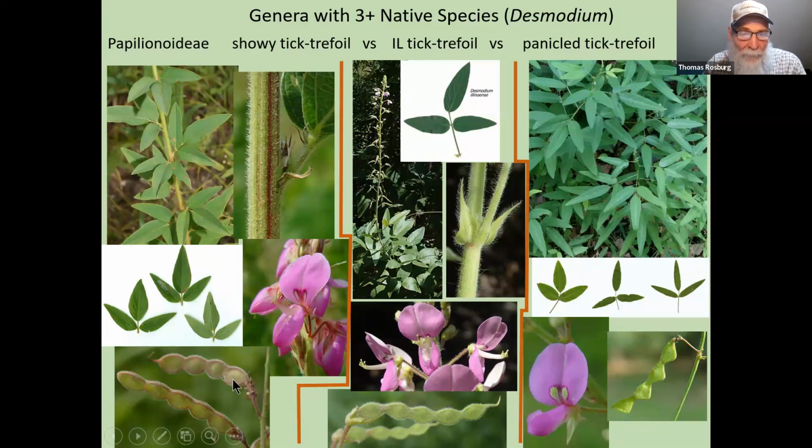And you can see there's a little bit of a difference in the lomentum here. These look a little bit more slender maybe. There's a big difference in the lomenta between panicled tick trefoil and these 2 over here. Much more angular, where these are rounded on the bottom side. These are much more pointed. So that's a good way to, again, distinguish this one from these 2.